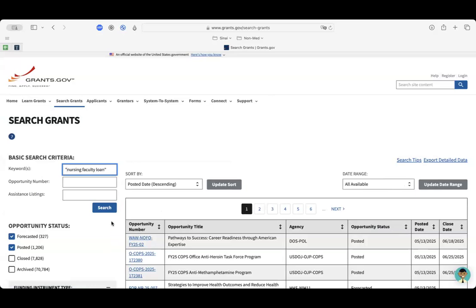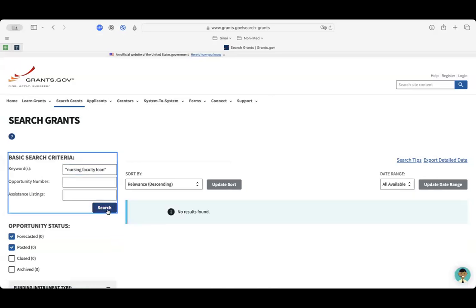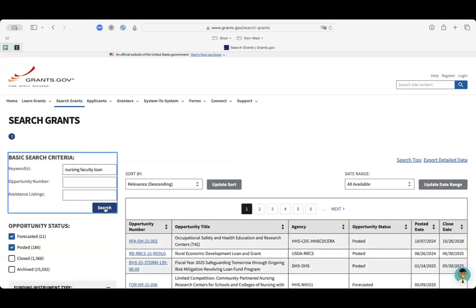So if we just search for nursing faculty loan there in quotation marks, nothing coming up. So let's take away those quotation marks, do a search, and you find that doesn't look like what we're looking for. There's too many things, and that's just word search matching. So instead, let's narrow that search in a different way.